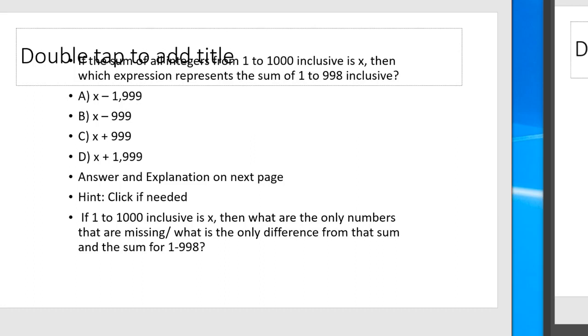Okay. So in the inclusive question, we have: if the sum of all integers from 1 to 1,000 inclusive is x, then which expression represents the sum from 1 to 998 inclusive? Let's think about this for a second. If I was talking about the sum from 1 to 10, or let's make it even simpler, 1 to 5, and I was calling that x, I would have 1, 2, 3, 4, 5. Let me write this here so you guys can see. So if I had it like this.